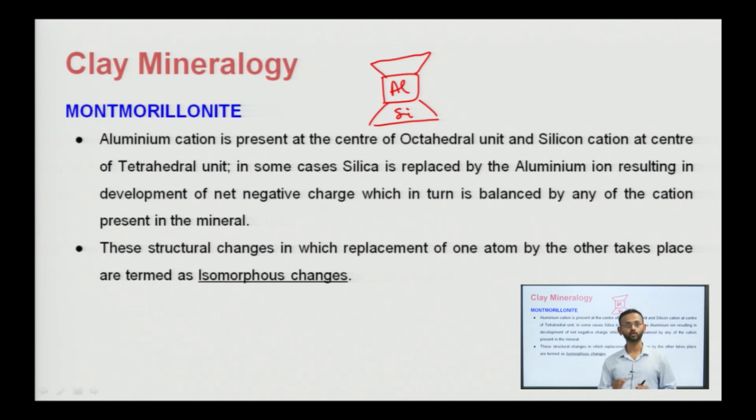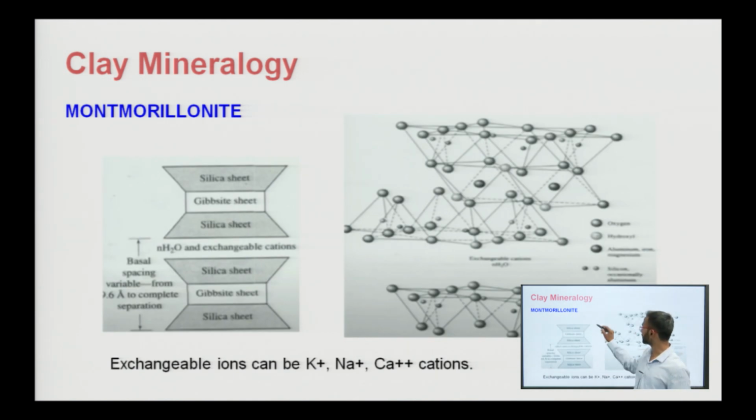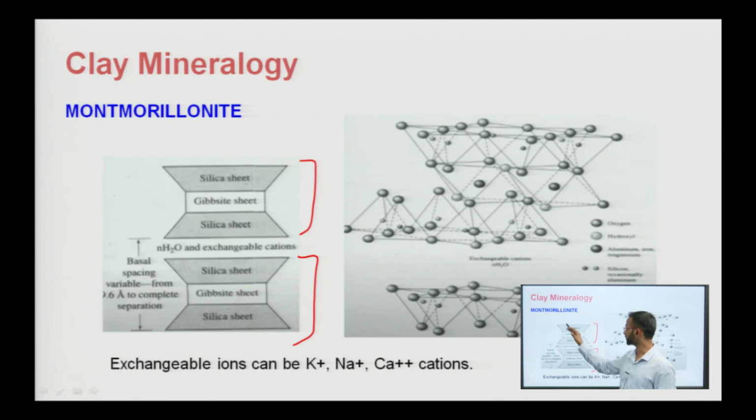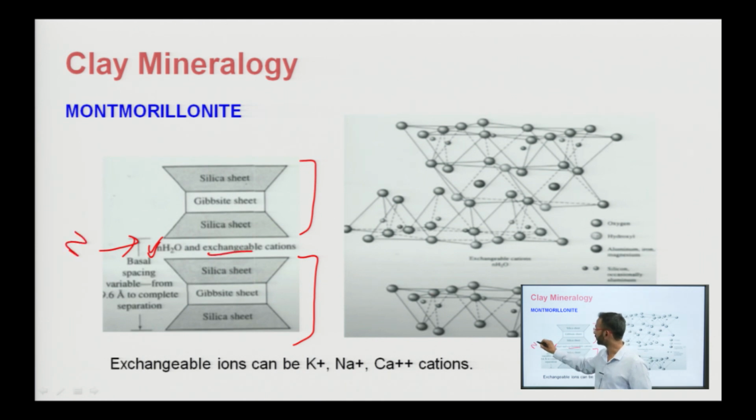So montmorillonite shows isomorphous changes, and in what form will it show them? See here, if this is one sheet, this is another sheet, another unit, these are two basic units. These two units are joined by the van der Waals forces, and the water can simply enter and replace these things, so there will be a large volume change. Also, these exchangeable ions can be a simple sodium ion or this K plus ion. So these are the different ions which will be there.